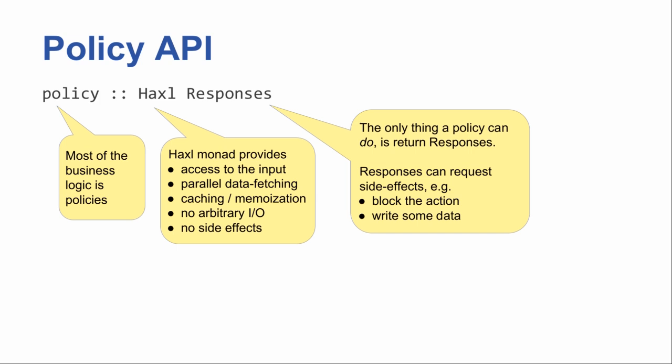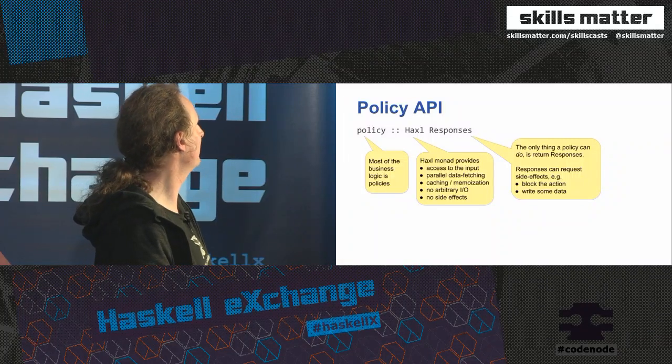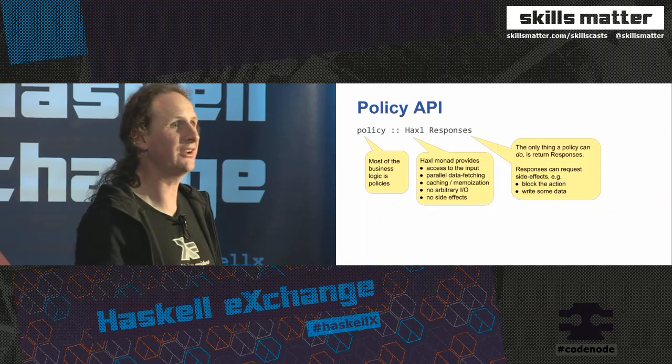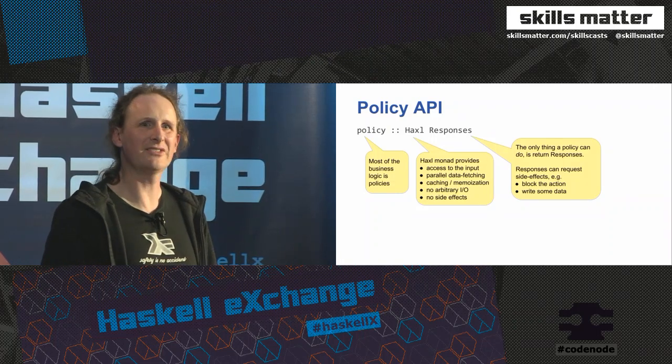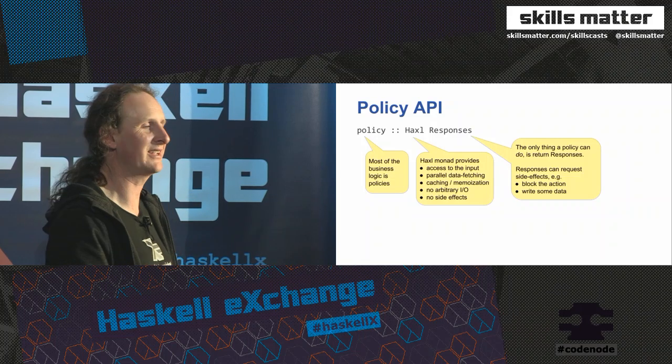The Haskell monad gives you access to some input. So the input is per request stuff. Anything that comes in from the request is stashed in the monad, and then you can get access to it from anywhere. Why is it not an argument to the function? Well, it turns out that memoization works a lot better if you have it stashed in the monad. So Haskell also gives you parallel data fetching, lots of caching stuff, but it doesn't let you do arbitrary I/O, and it doesn't let you do side effects. And these things give us nice properties that let us automatically memoize and share things and cache lots of stuff.